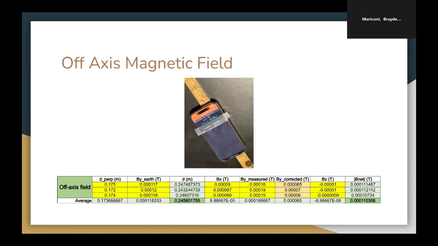We also measured the magnetic field off axis, specifically at positions perpendicular and at 45 degrees from the magnet. These measurements help test whether the full vector dipole model matches reality, not just the simplified on-axis case.